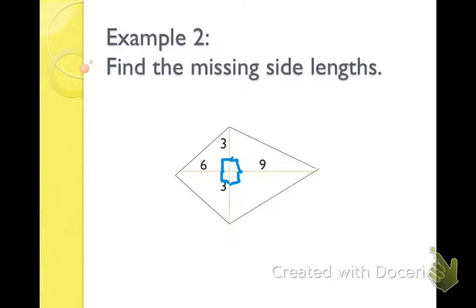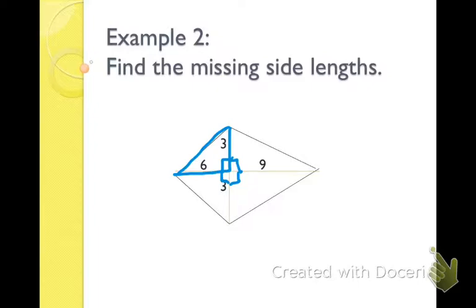Okay, we'll take it a step further. This is now a triangle. We have to find this side. What would I do to do that? What kind of triangle do we have? Not isosceles.